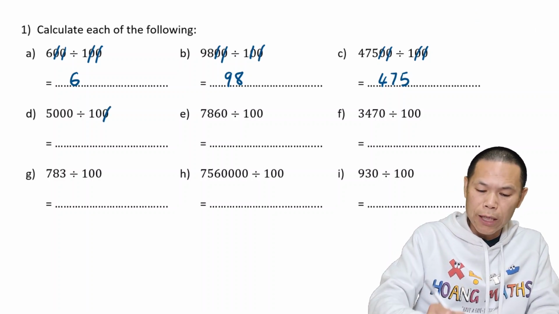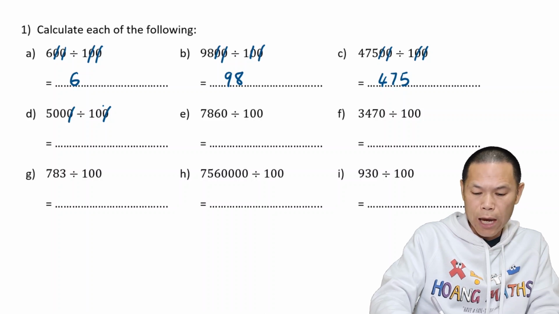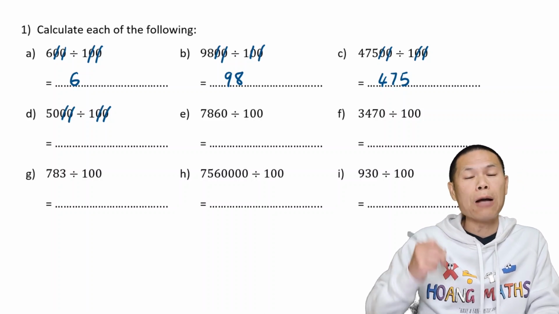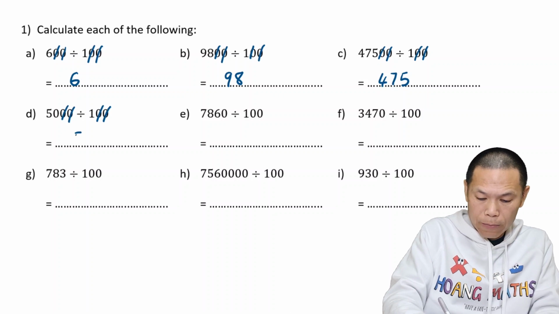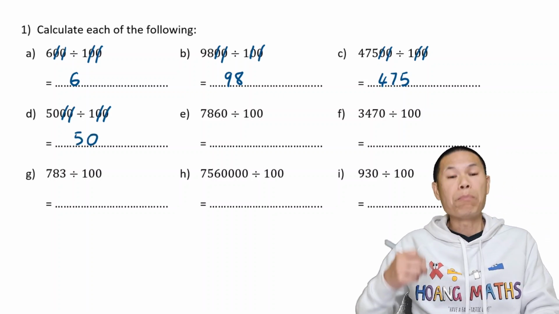Part D, 5,000 divided by 100. Again, we just simply cancel the 0 with this and this cancel with this. So answer becomes 50.